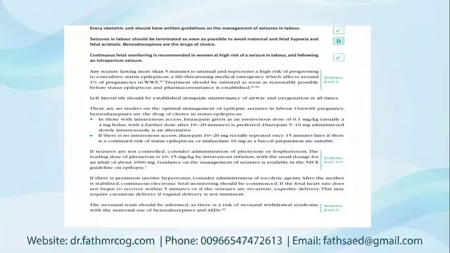And if the patient has any seizure lasting more than 5 minutes, it is unusual and represents a high risk of convulsive status epilepticus, so you will give the patient lorazepam. Another important point: there is no study on the optimal management of epileptic seizure in labor, but benzodiazepine is the drug of choice in status epilepticus. In those with intravenous access, like our patient here in labor, we can give lorazepam as an intravenous dose of 0.1 milligram per kg, usually a 4 milligram bolus, with a further dose after 10 to 20 minutes.